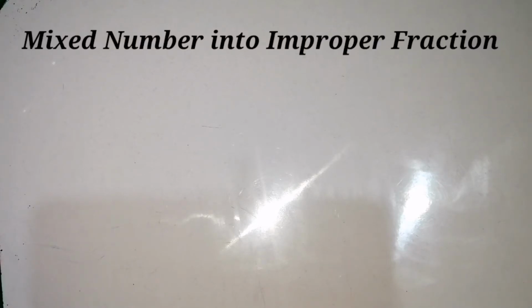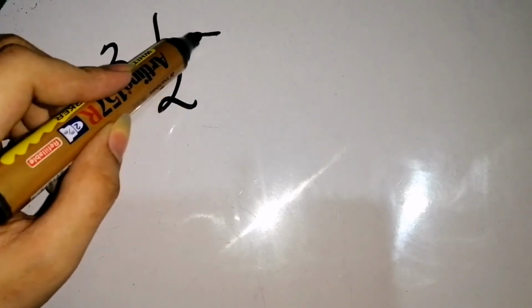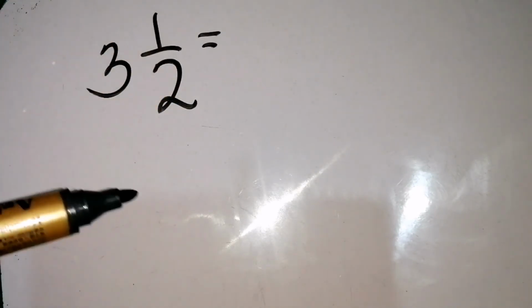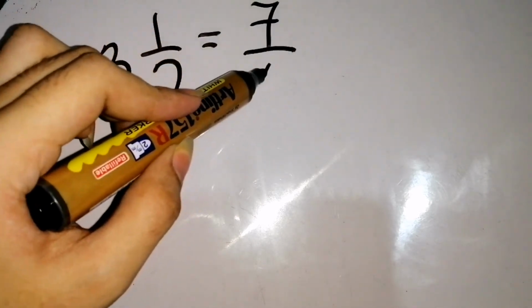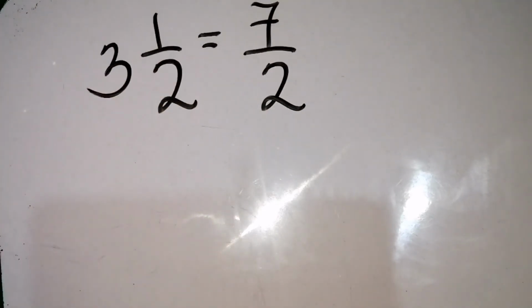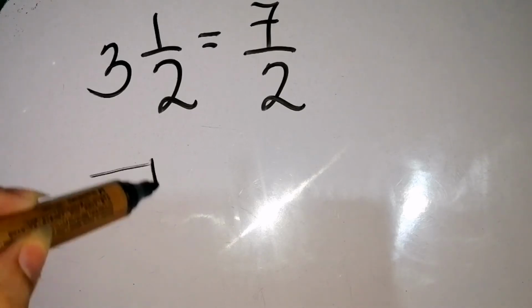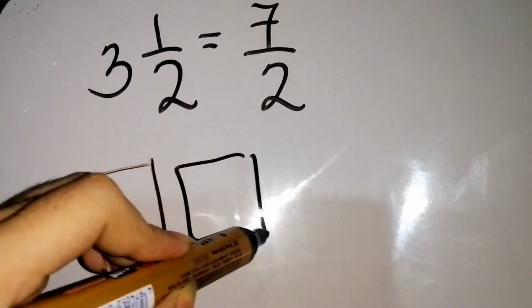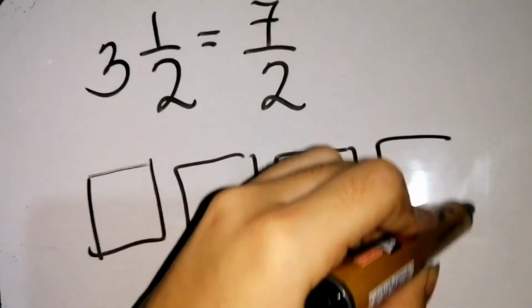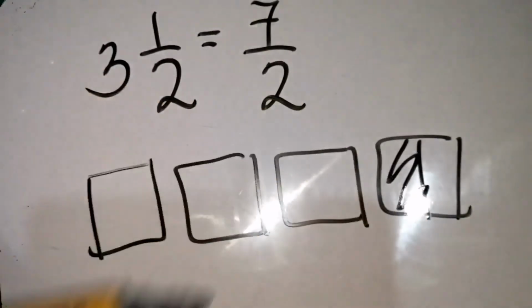For the last agenda of this video, we're going to learn how to change mixed number into improper fraction. So a while ago, we had this example, 7/2 is equal to 3 and 1/2. This time, we're going to find out how 3 and 1/2 is equal to 7/2. So again, we're going to start with illustration. So imagine this is our whole, 3 wholes, and we have a remainder of 1/2.